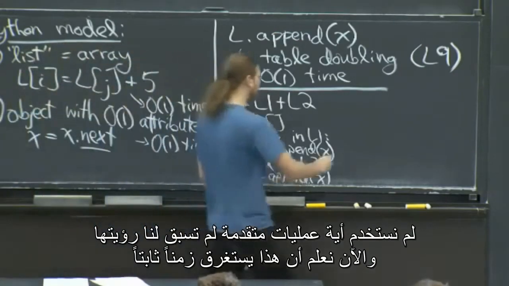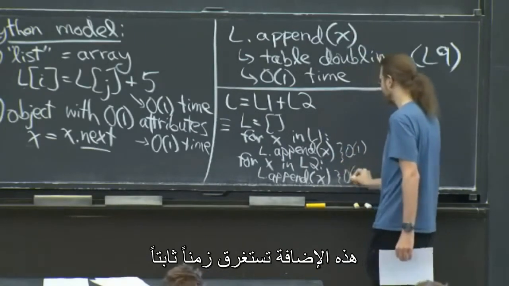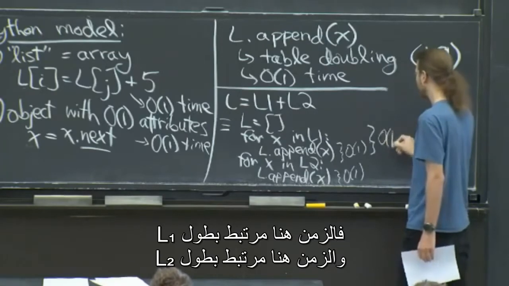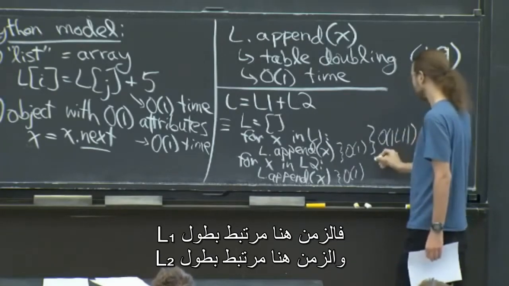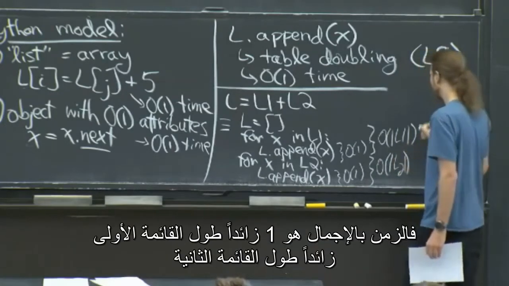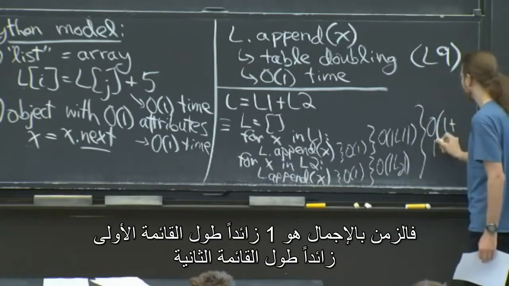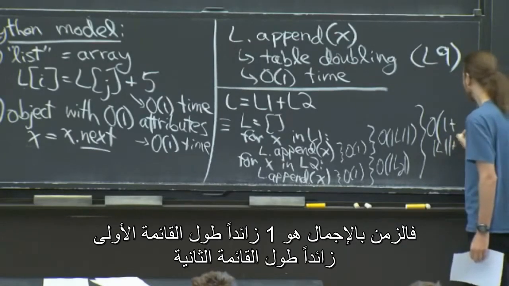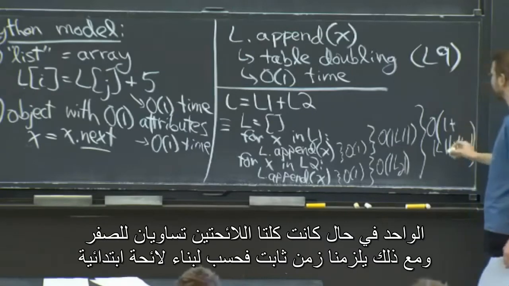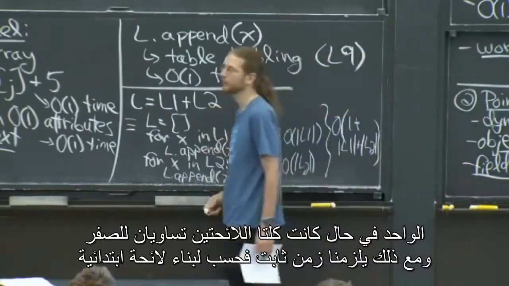So now we know this append takes constant time. And so the amount of time here is basically order the length of L1. And the time here is order the length of L2. And so in total, it's order, I'm going to be careful and say, 1 plus length of L1 plus length of L2. The 1 plus is just in case these are both 0. It still takes constant time to build an initial list.